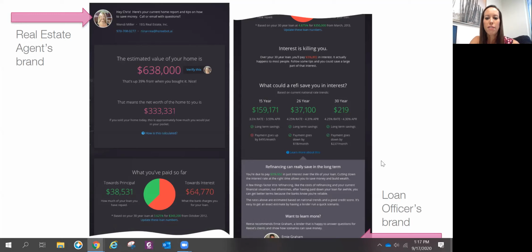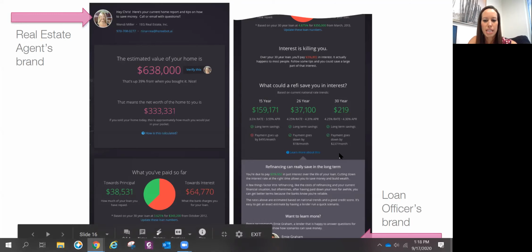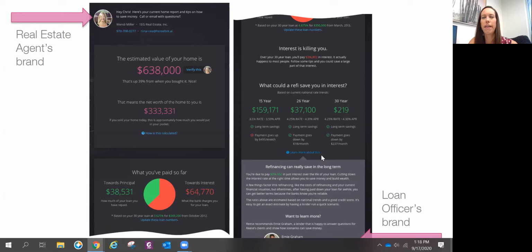And then the loan officer's branding really only comes in, as I said, when they click on any of the refi information or the HELOC information, things like that, that are more on the financing side. That's where the loan officer that you're tied with, their branding would show up.